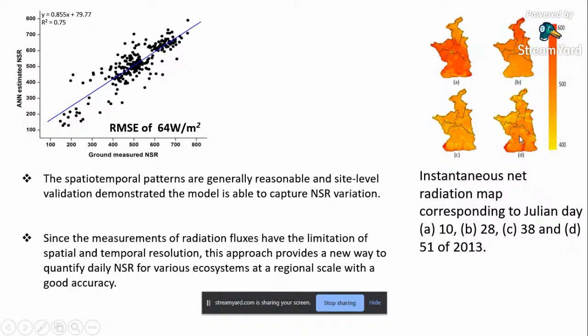we can see these are the estimated spatial maps of this net radiation by using ANN for the Julian days, like January 10th, this is like January 28th. Maybe the 38th Julian day falls in February, and the 51st day of 2013 may be of March month. So some selected days I have shown here. The ANN model is giving an RMS error of 64 watts per meter square with an R square value of 0.75. So this is how remote sensing data is really helpful in estimating different parameters.